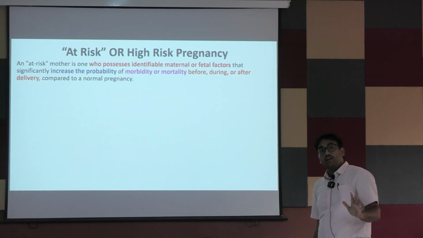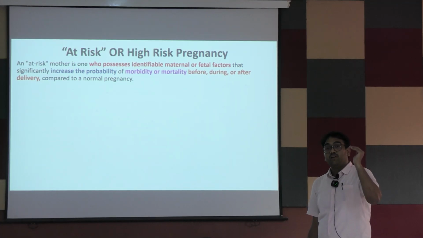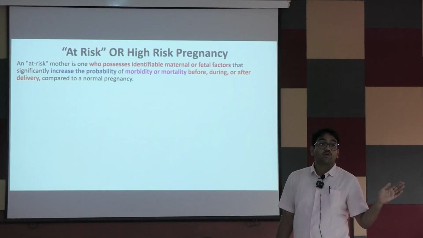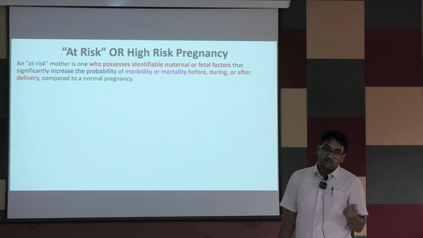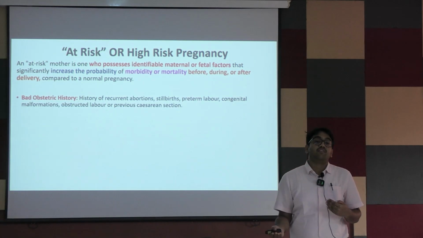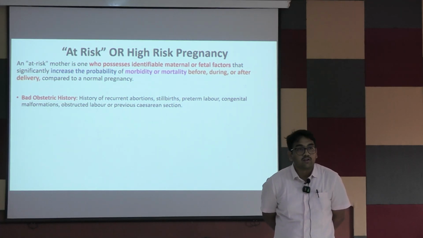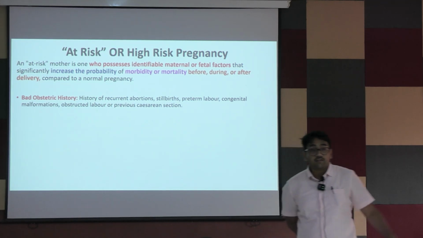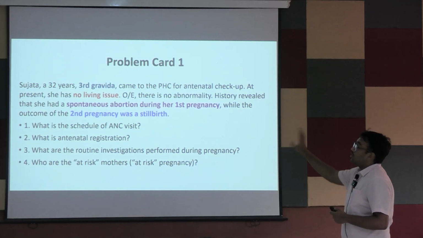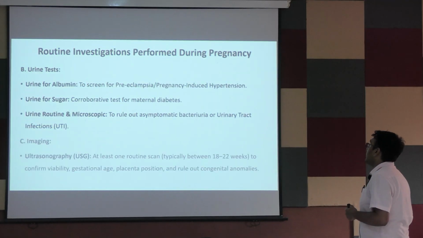High risk pregnancy again is a very common MBBS question. What is a high risk pregnancy? What are the different types of diseases where we classify the pregnancy as high risk, and what are the programmatic provisions to take care of high risk pregnancies? So which pregnancies classify as high risk pregnancy? First is what we call bad obstetric history. So what counts as bad obstetric history? For this lady that we saw, there is a history of abortion and stillbirth. Both constitute bad obstetric history.